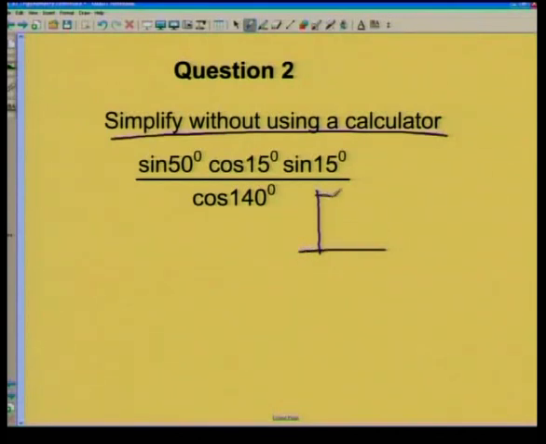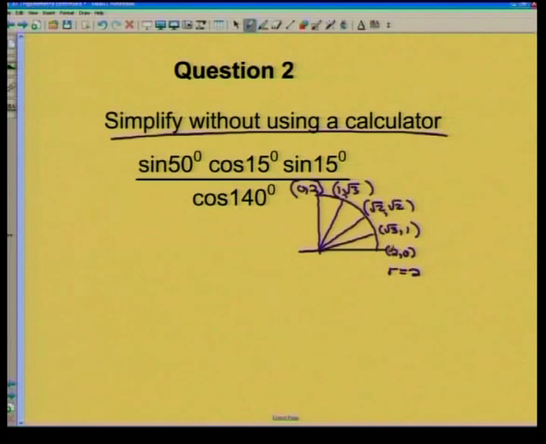Remember, we don't have to use our calculator. We are absolutely fine to use our special angle diagram. And I'm sure you remember from previous sessions, I recapped this for you. This coordinate is 2, 0. This one is root 3, 1. This one is root 2, root 2. And this is 1, root 3. This one is 0, 2. And the radius is always 2: 0 degrees, 30 degrees, 45 degrees, 60 degrees, and 90 degrees. So it is quite possible without the calculator to engage with this question.